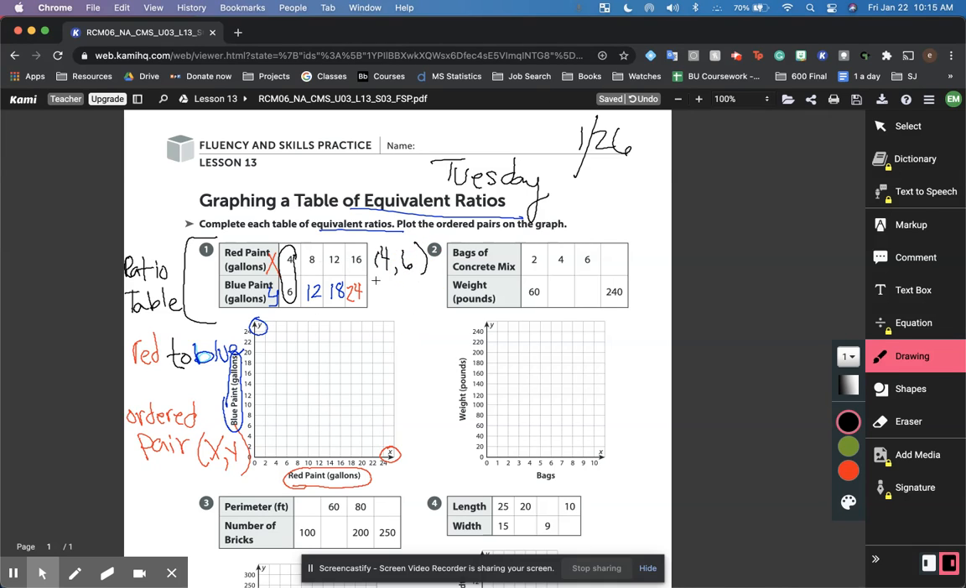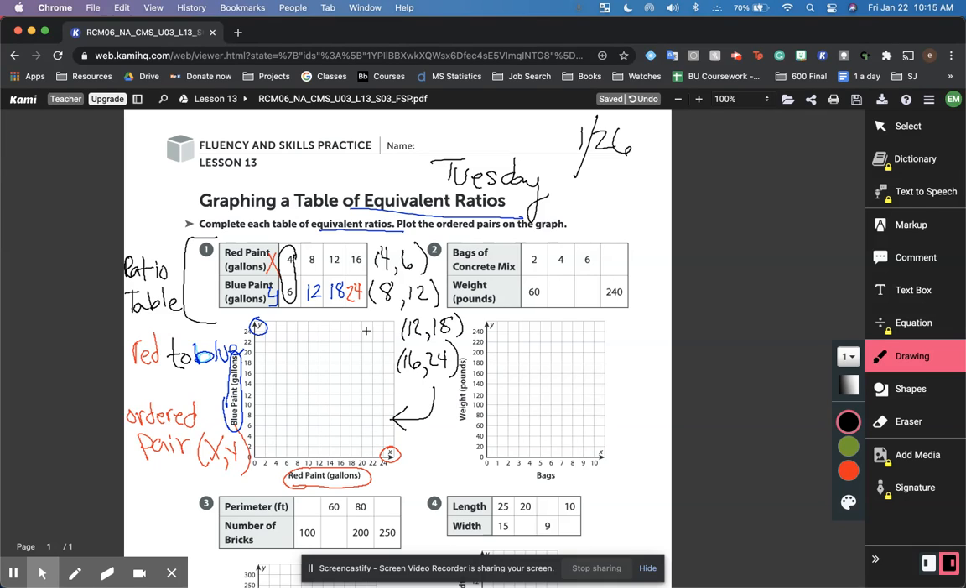Then I have 8, 12. I have 12, 18. And I have 16, 24. Here are my ordered pairs. Now I need to put them onto the graph or the coordinate plane.